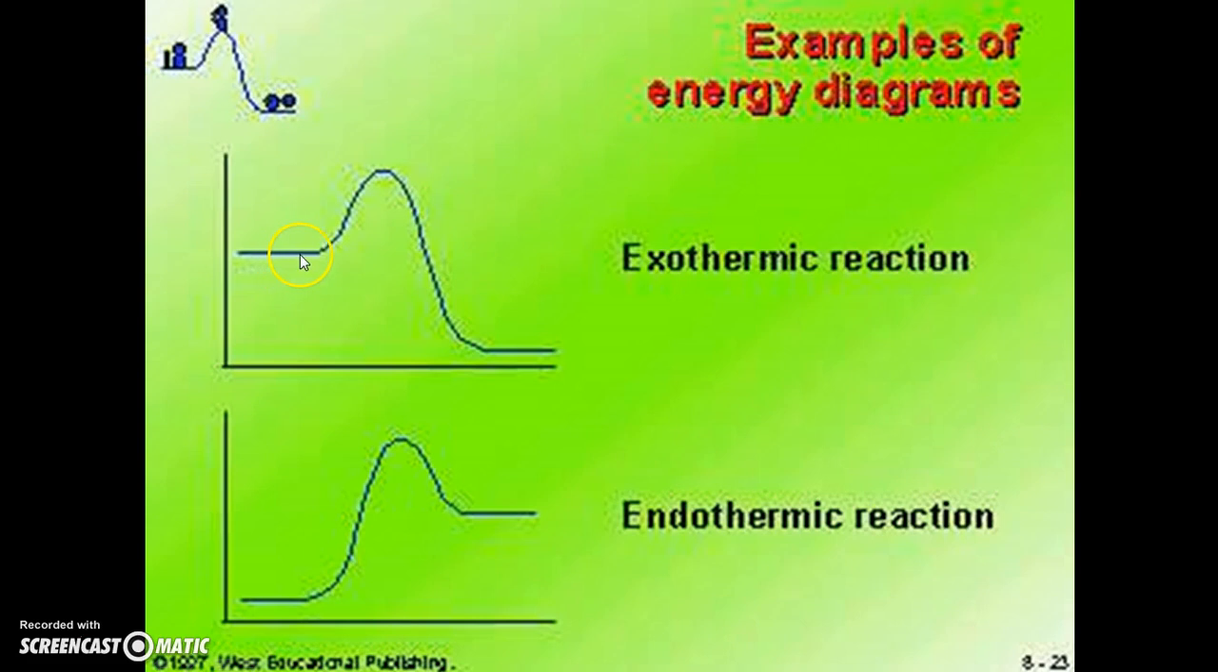So if you notice on this one, this is the reactants and this is the products. The products have less energy than the reactants because during this exothermic reaction, heat was given off. In this energy curve, this is the reactants, this is the products, the activation energy, here's the top of the curve, so from here to here is the activation energy. Because the products have more heat than the reactants, this is an endothermic reaction and heat was absorbed.